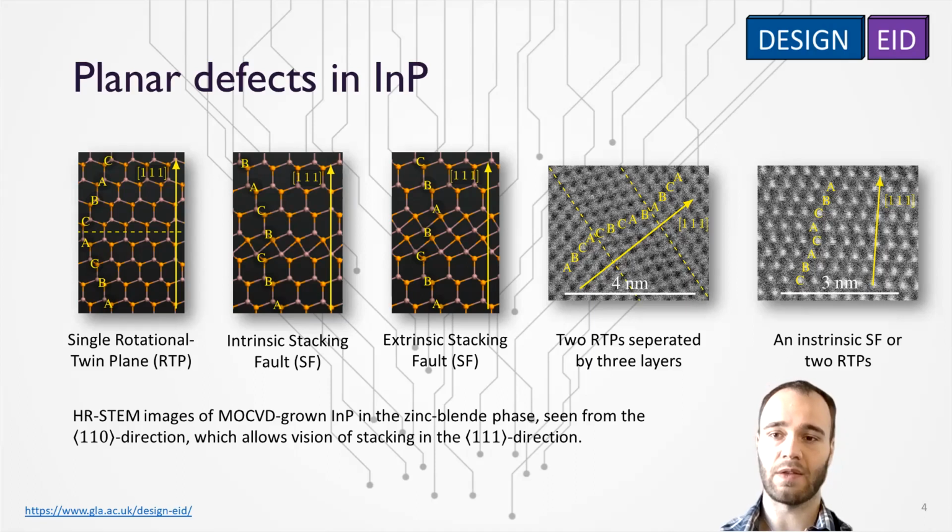On the image on the right, though, it's not clear what kind of defect is appearing. This is because in indium phosphide, the indium atom is much larger than the phosphorus, which makes it really hard to see where the phosphorus atom is. And without knowing exactly where the phosphorus atom is, an intrinsic stacking fault looks exactly like two RTPs just back to back. So this is why I'm investigating both RTPs and stacking faults in this work.